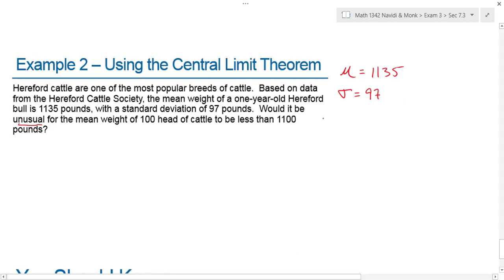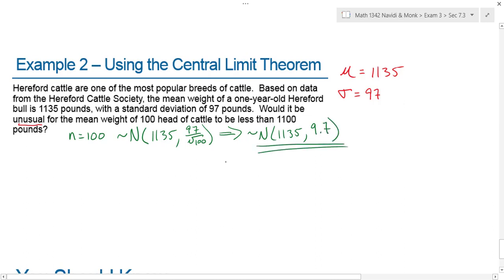So for our sampling distribution, since n is equal to 100, the central limit theorem applies, and we would say the sampling distribution of the average weights would be equal to a normal distribution with a mean of what? And a standard deviation of, well, 97 divided by the square root of 100 is 9.7, because the square root of 100 is 10, and 97 divided by 10 is 9.7. So this is what I'm going to use for my distribution when I find my probabilities.